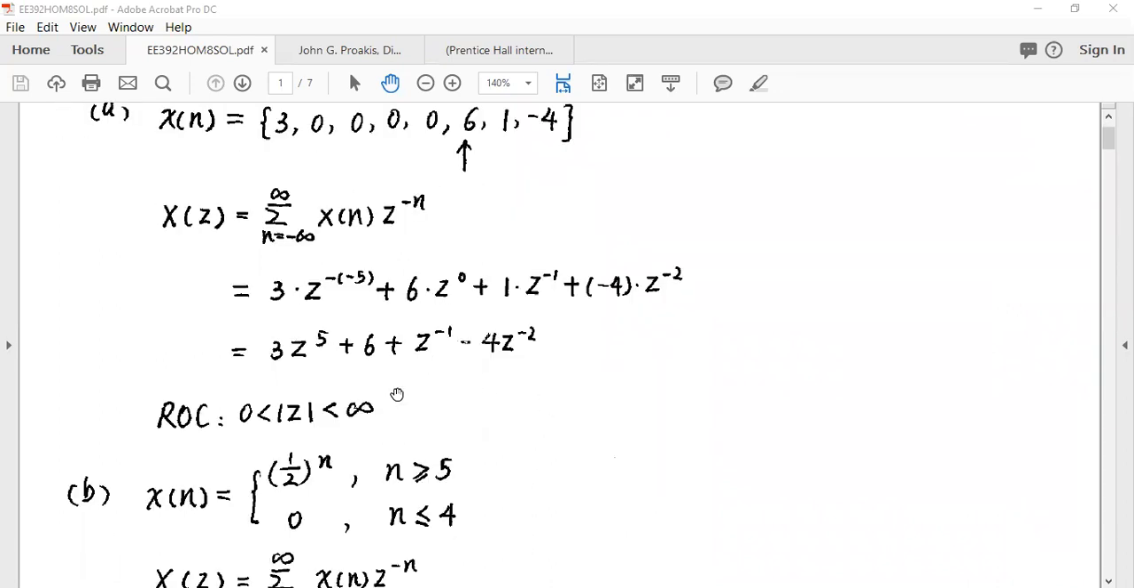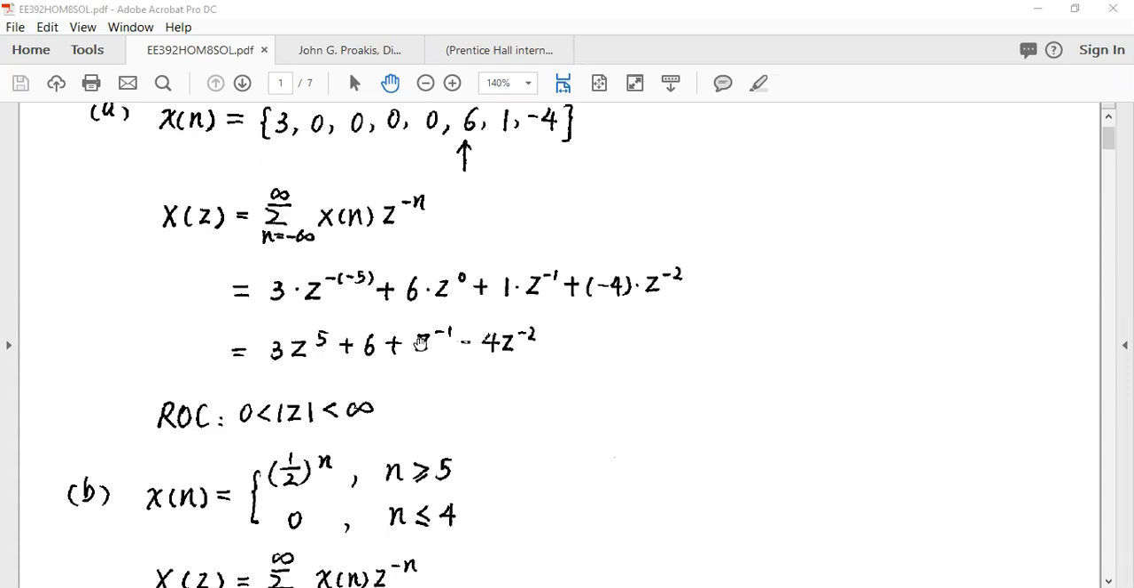The region of convergence for this particular term is, just before I tell you, the ROC is defined as the values of Z for which the sequence has a finite value. So just looking at this, you can see that if Z is equal to infinity, this particular term would give us an infinite value. So it won't be defined, it won't be finite. All the values will be less than the infinite value, so Z is less than infinity.